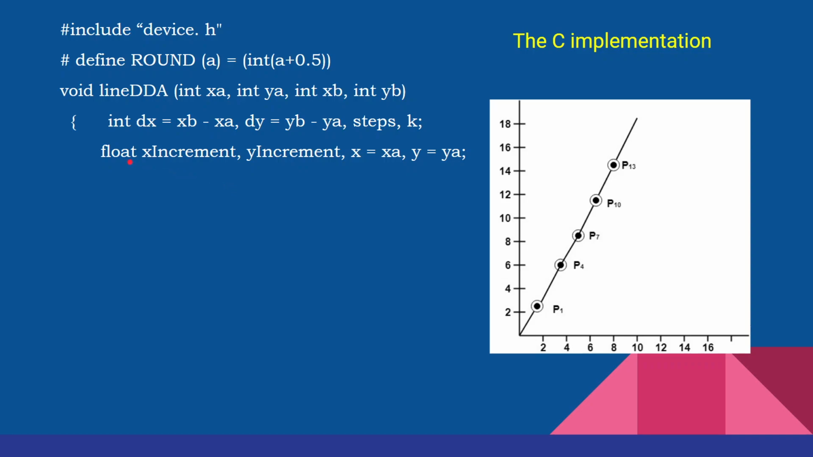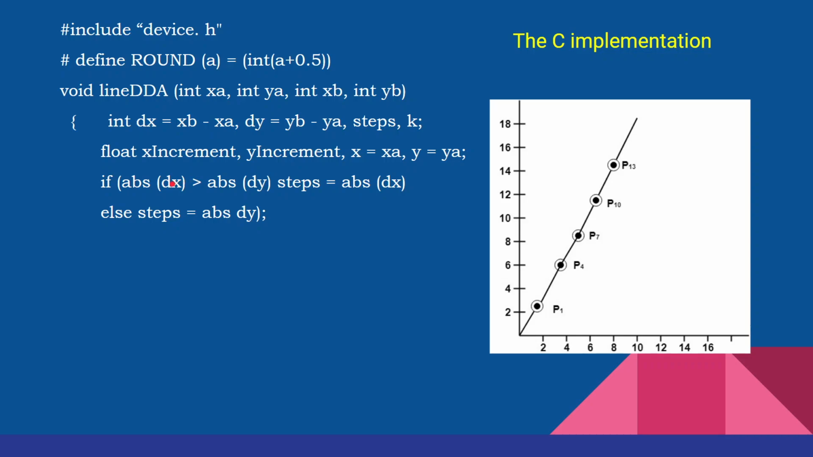Then we have the float variables, x increment and y increment. Initially we assume x as the starting point xa and y as the starting point ya. So we are going to start with xa comma ya, and then we move. How to move? For this we are using the if condition. If the absolute of dx is greater than dy, which means the difference of x is higher, we are going by the steps of x. Otherwise, we go by the steps of y. That means whichever is higher, we go by its steps.